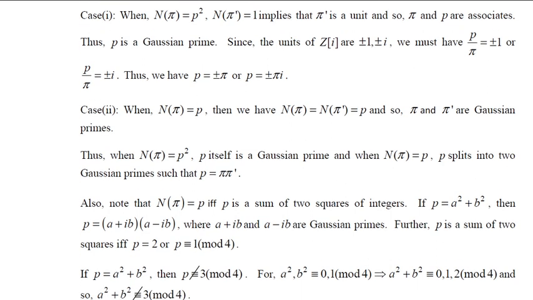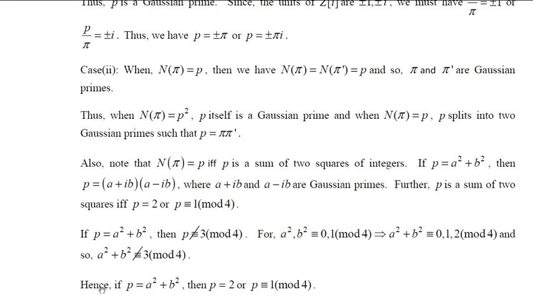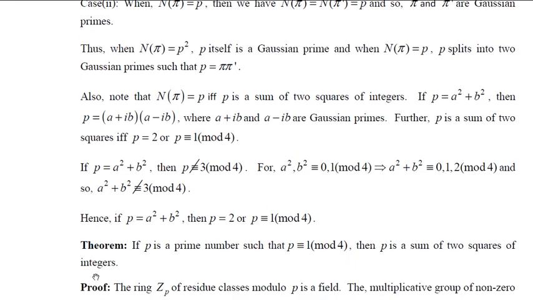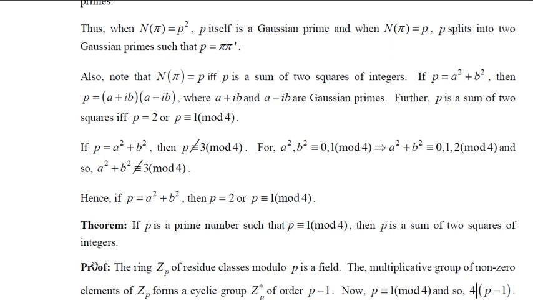Hence, p is equal to a squared plus b squared whenever p equals 2 or p is congruent to 1 mod 4. Now we have a theorem: if p is a prime number and p is congruent to 1 mod 4, then p is a sum of two squares of integers. Let's prove this one.